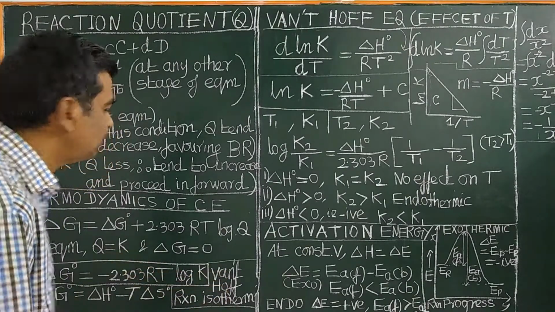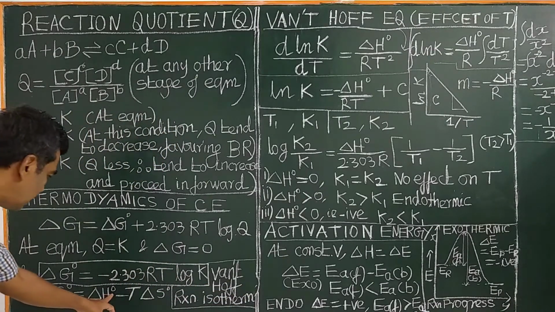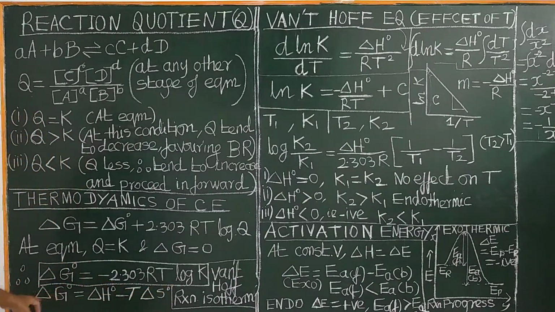This equation we have already seen, the van't Hoff reaction isotherm. We also know that delta G naught equal to delta H naught minus T delta S naught. We can substitute. Several problems were asked based on this.